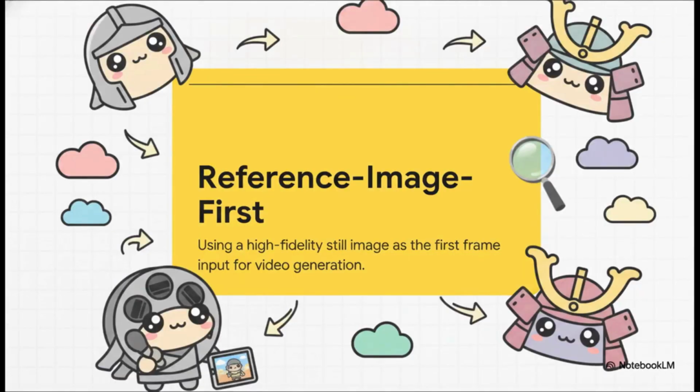The solution is a really vital technique called the reference image first workflow. Instead of just typing a text prompt and crossing your fingers that the AI keeps your general look the same on the battlefield, you start by sourcing or creating a high-fidelity still image of your exact subject or setting. Then you use that image as the first frame input for your video generation. You are essentially anchoring the visual identity before any motion is ever generated.